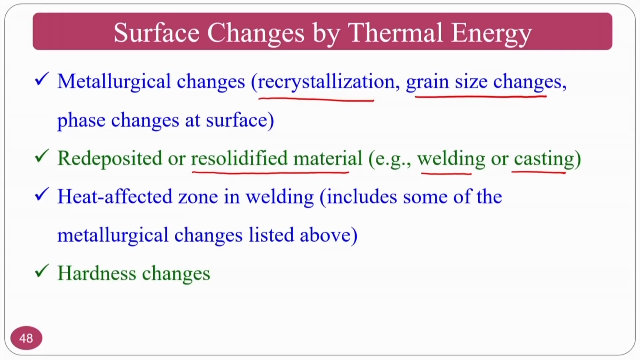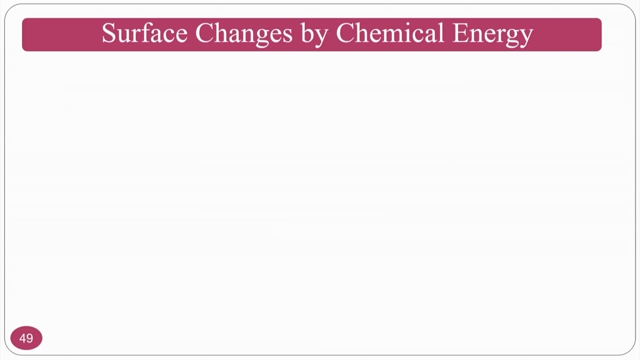The heat affected zone and the resolidified layer, these are the layers you are forming, and these are basically hard layers. Sometimes they will be carbide layers and other things. Okay, so the hardness also will vary. The surface changes by the chemical energy.